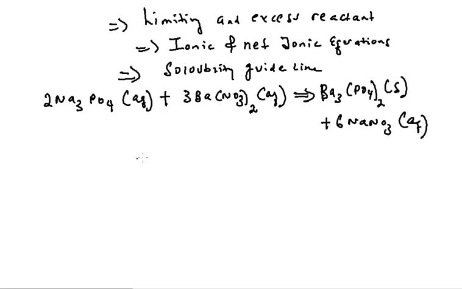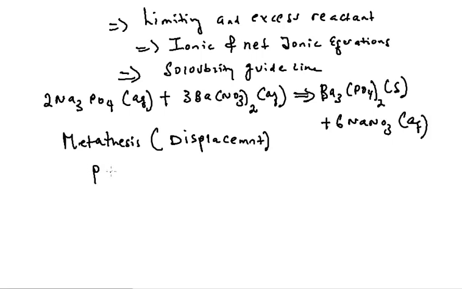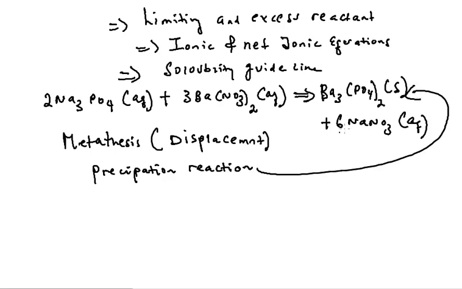aqueous. By the way, type of reaction like this nature is called a metathesis reaction. Metathesis, or in some literature you can see that it's called a displacement reaction. More technically, we can say that a precipitation reaction. The reason why we need to say this is a precipitation reaction, as you see here, there is a solid substance formed in one of the products. So barium phosphate is a solid. So it's called a precipitation reaction.